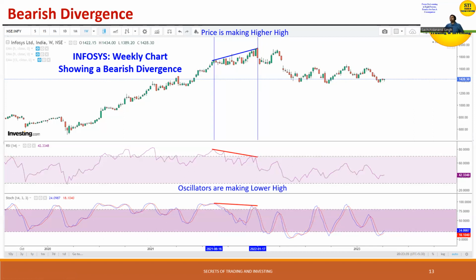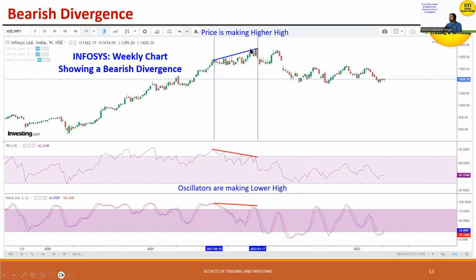Right. So this is an example of Infosys, and this is the weekly chart. So I can say it's from last year, last January data, 17/1/2020, where the divergence is happening, and after this divergence, if you see, the price has started falling down.